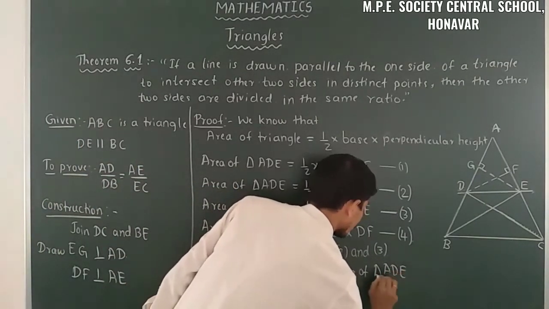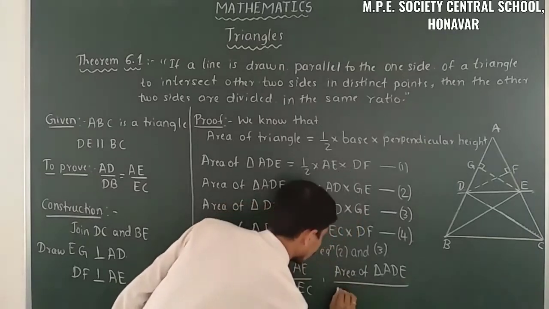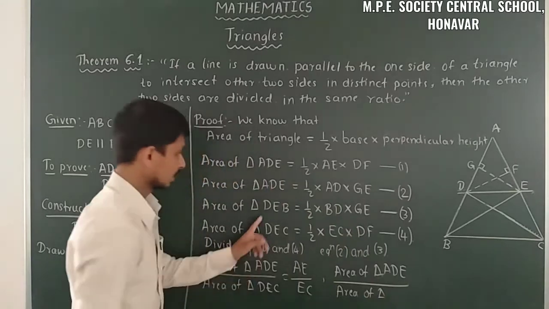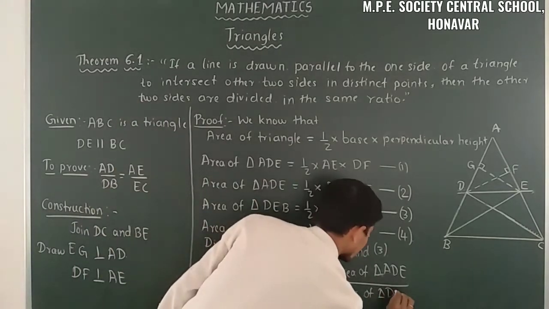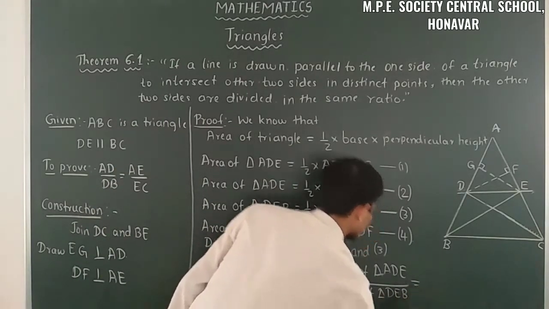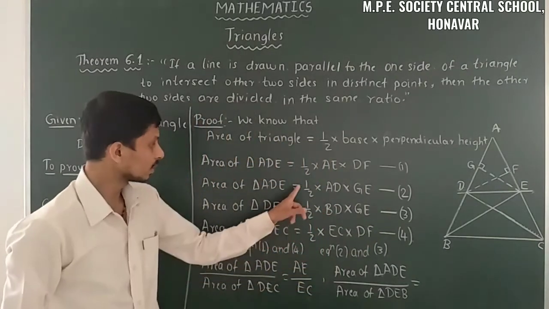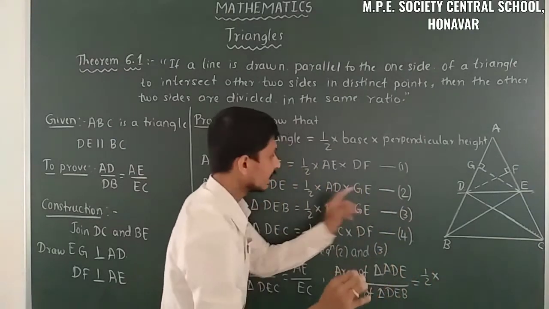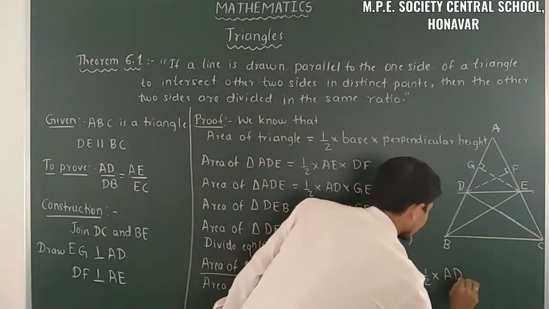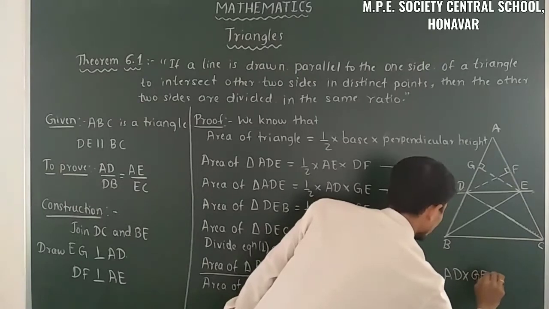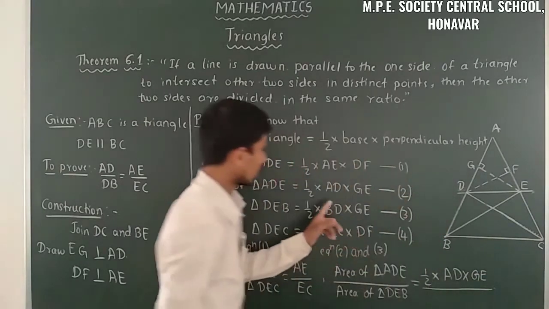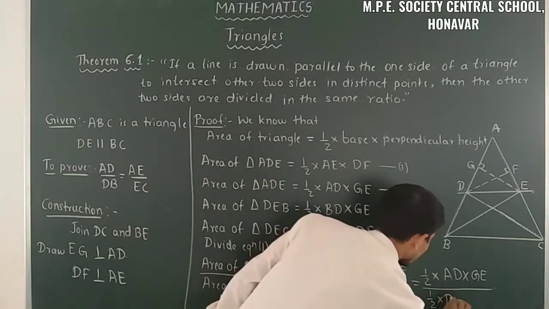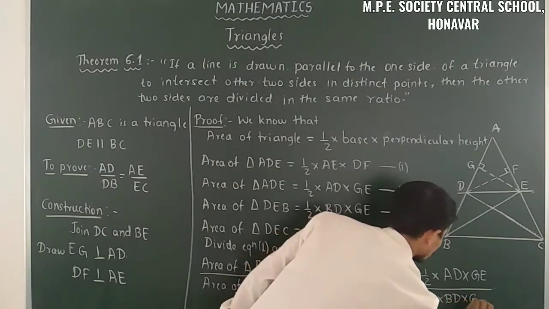Area of triangle ADE divided by area of triangle DEB is equal to, so let us substitute those things. 1 by 2 into AD into GE divided by 1 by 2 into BD into GE.